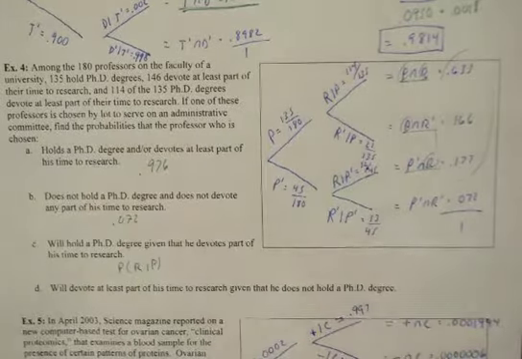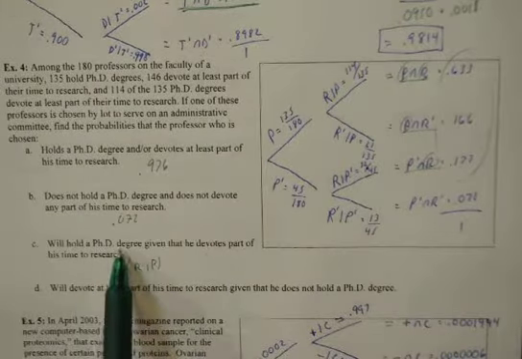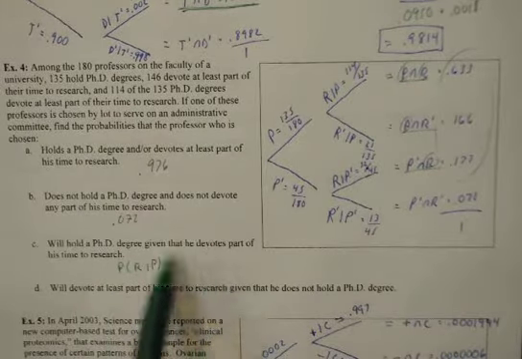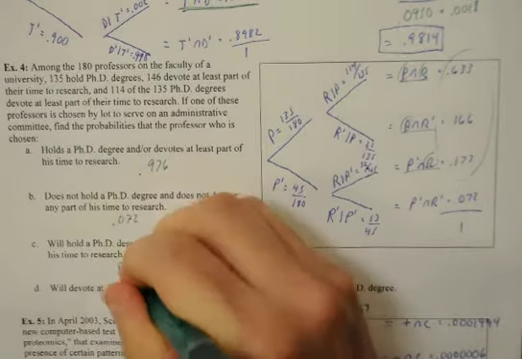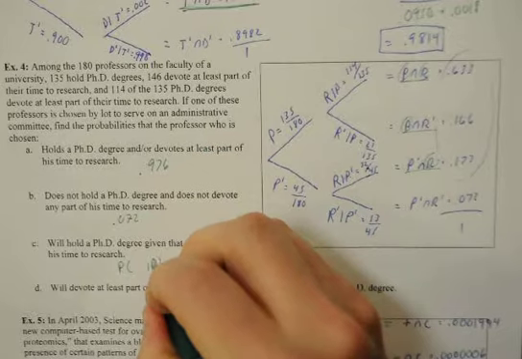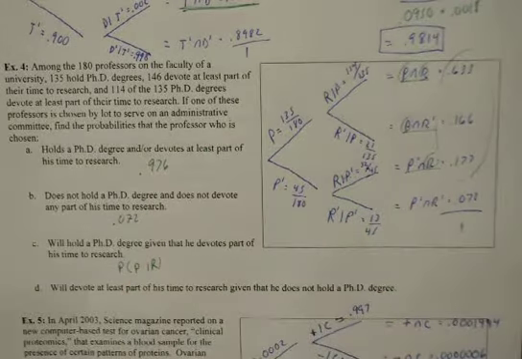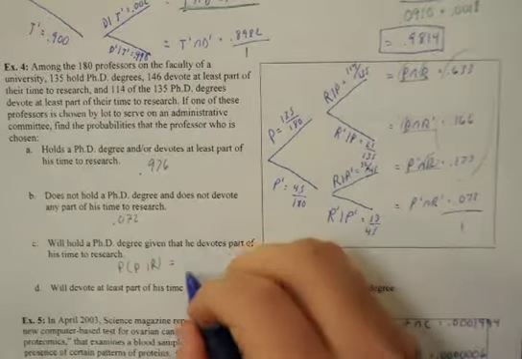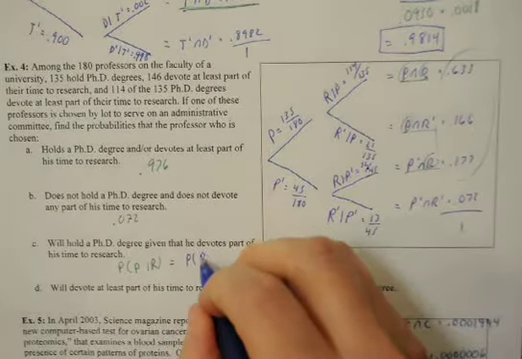That's not right. I did that backwards, didn't I? Will hold a PhD given devotes part of his time to research. So given research, probability of PhD. Let's work this one out. We can use the formula to help us out.